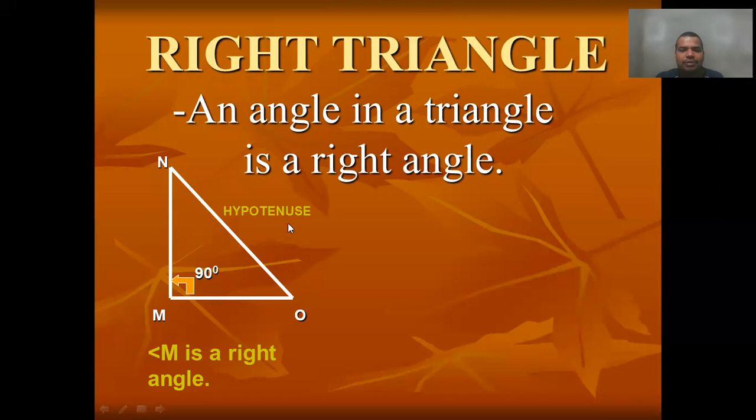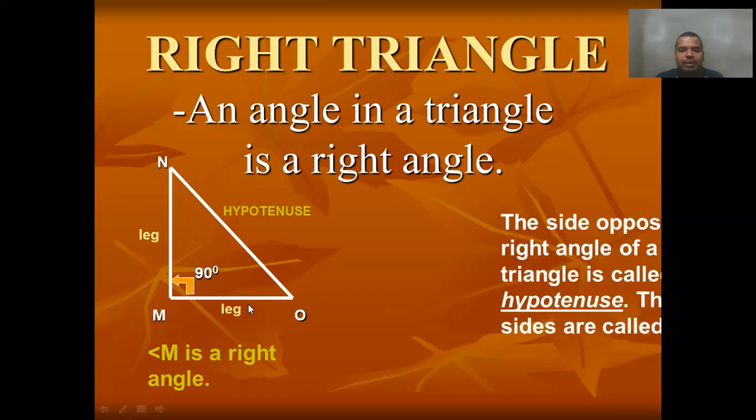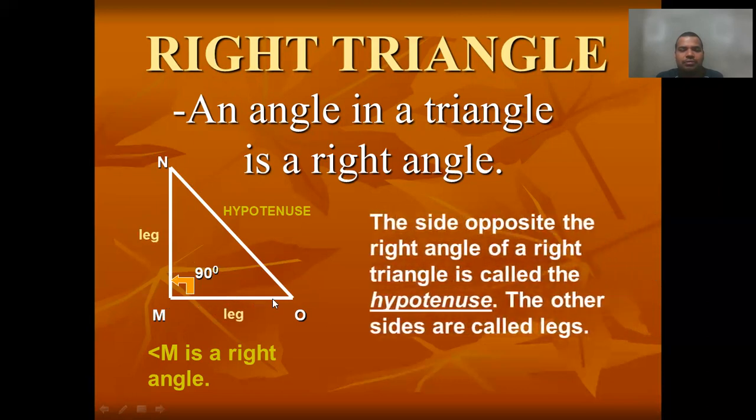So this is the hypotenuse, this one is a leg, or we call it the perpendicular, and this is also another leg, we can call it the base. But which is the base and which is the perpendicular depends on the angle we are taking, this angle or this angle. That part will come later on; we will discuss it some other day. The side opposite to the right angle is called the hypotenuse, and the others are called legs.